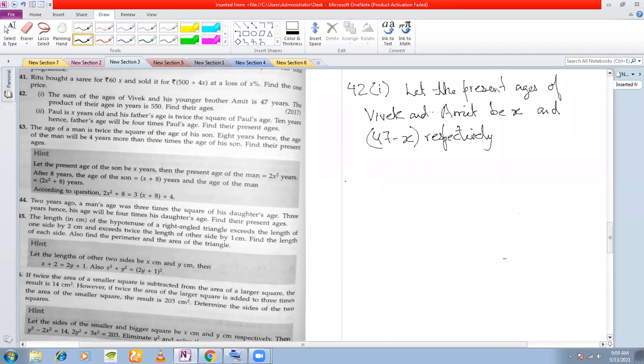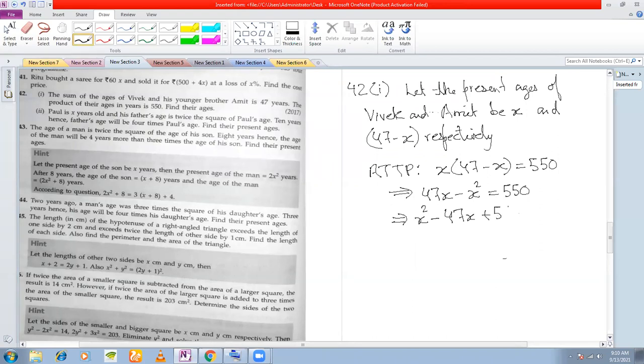The product of the ages is given to be 550. So according to our problem, product of the ages x into 47 minus x is equal to 550. So as simple as this, that will give you a quadratic equation which you need to solve. 47x minus x square is equal to 550. You take everything on the right hand side, you get x square minus 47x plus 550 is equal to 0.